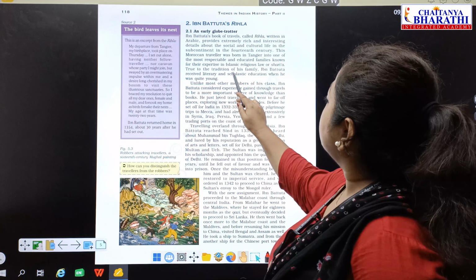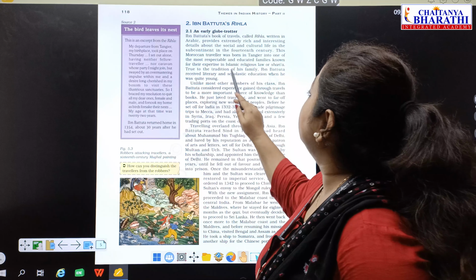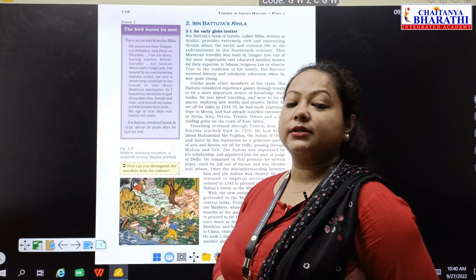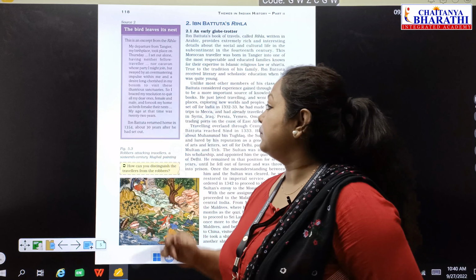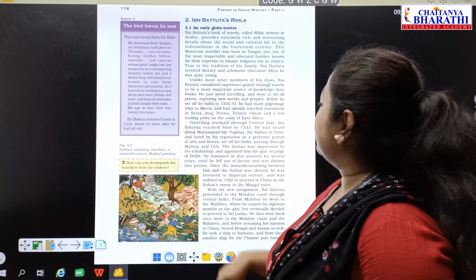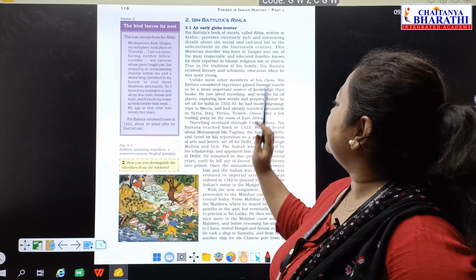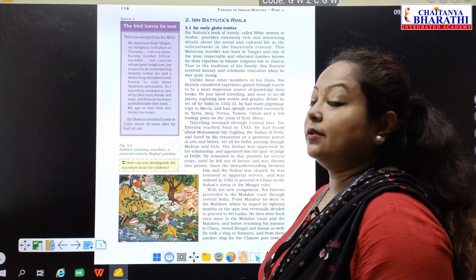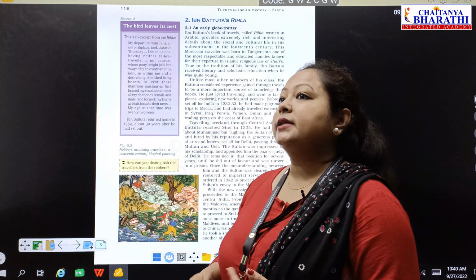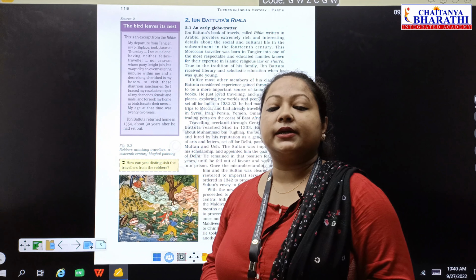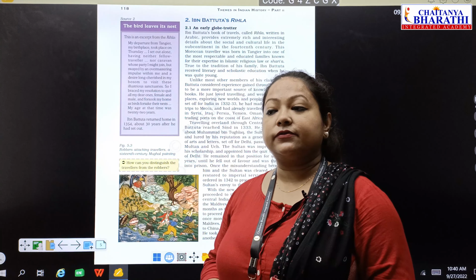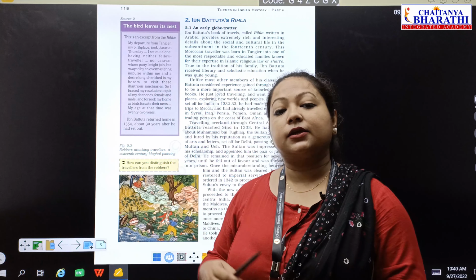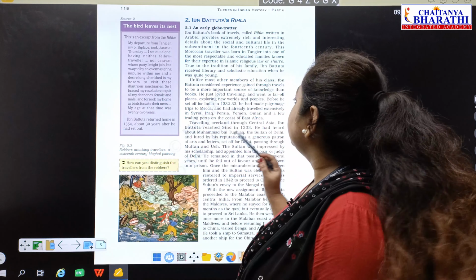True to the tradition of his family, Ibn Battuta received literary and scholastic education when he was quite young. Unlike the other members of his class, Ibn Battuta considered experience gained through travel to be a more important source of knowledge than books. He believed that instead of going through books, it is much better and more interesting to travel parts of the country or the world and gain knowledge physically.